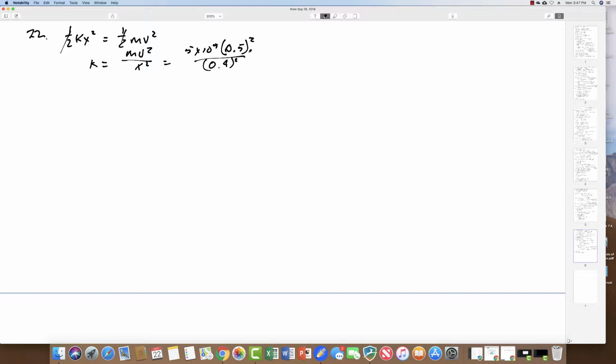And if we do the math here, we get 7.81 times 10 to the fifth newtons per meter. So that means that for every meter that this spring is collapsed, it absorbs this much force.